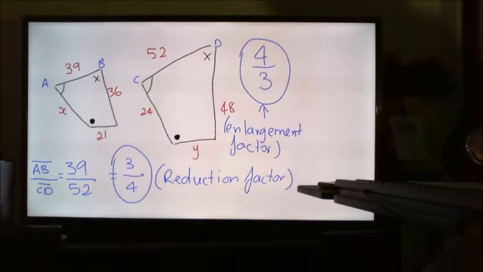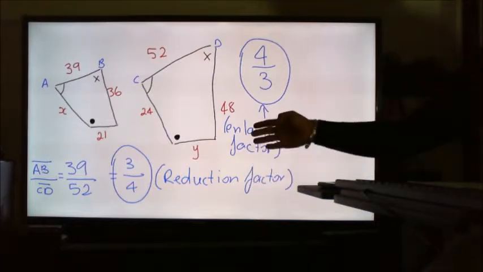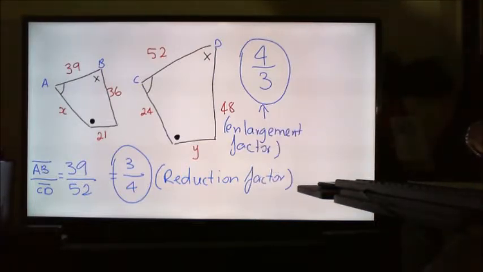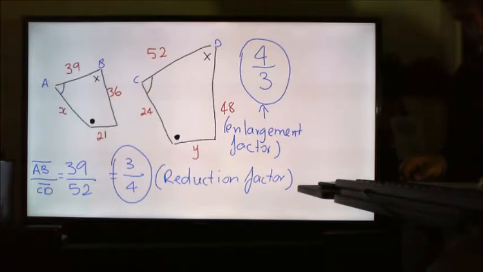Now we're going to go through more in regards to how we use the reduction and the enlargement factor in another video. This video was simply to show you how we find the reduction and the enlargement factor. Now I'm going to give you guys a quick question to try yourselves, and let's go through the answer. I'd like you to pause the video, go try and do it yourself, and then we'll go through it again.